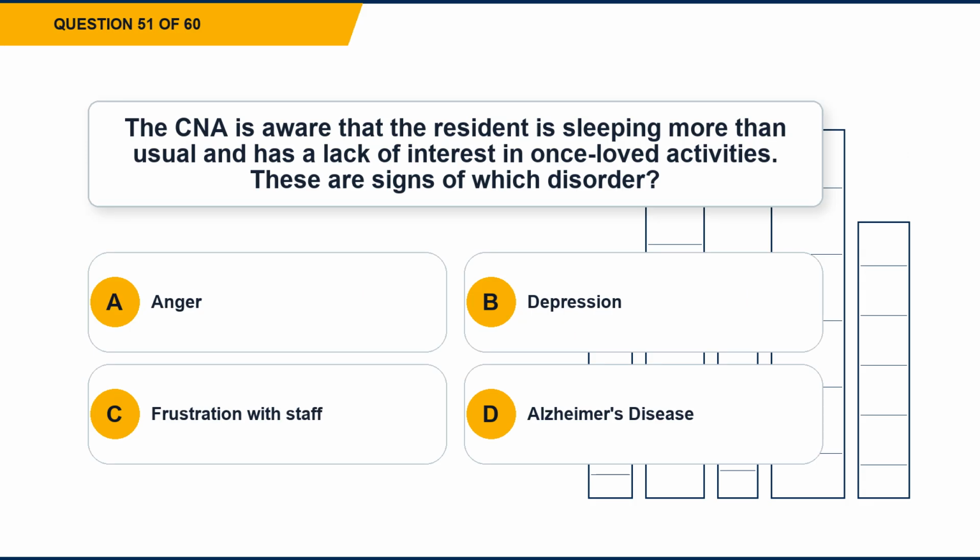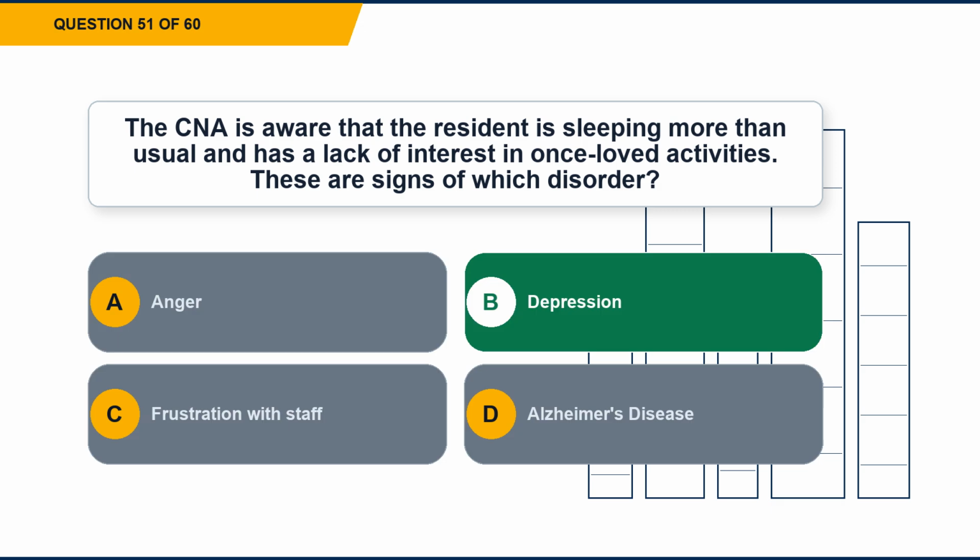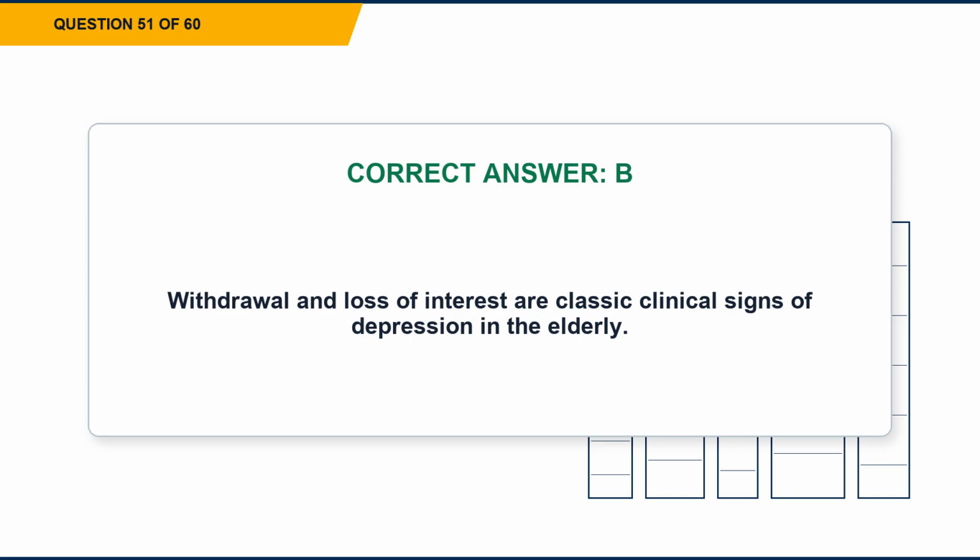The CNA is aware that the resident is sleeping more than usual and has a lack of interest in once loved activities. These are signs of which disorder? Option A, anger. Option B, depression. Option C, frustration with staff. Option D, Alzheimer's disease. The correct answer is option B, depression. Explanation. Withdrawal and loss of interest are classic clinical signs of depression in the elderly.